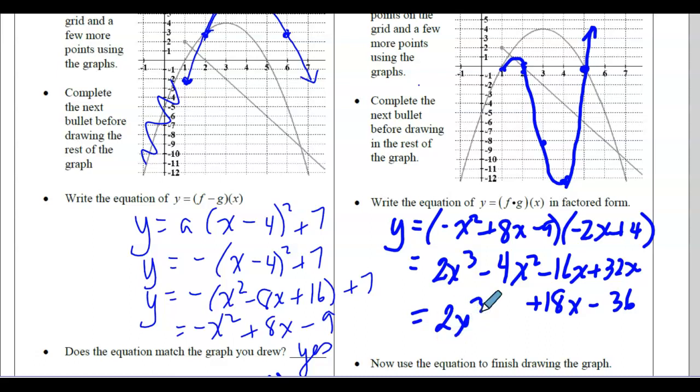Now, I think I forgot an x squared somewhere. Another x squared, so that minus 16x squared. So that's going to be minus 20x squared, 40 plus 50x minus 36.